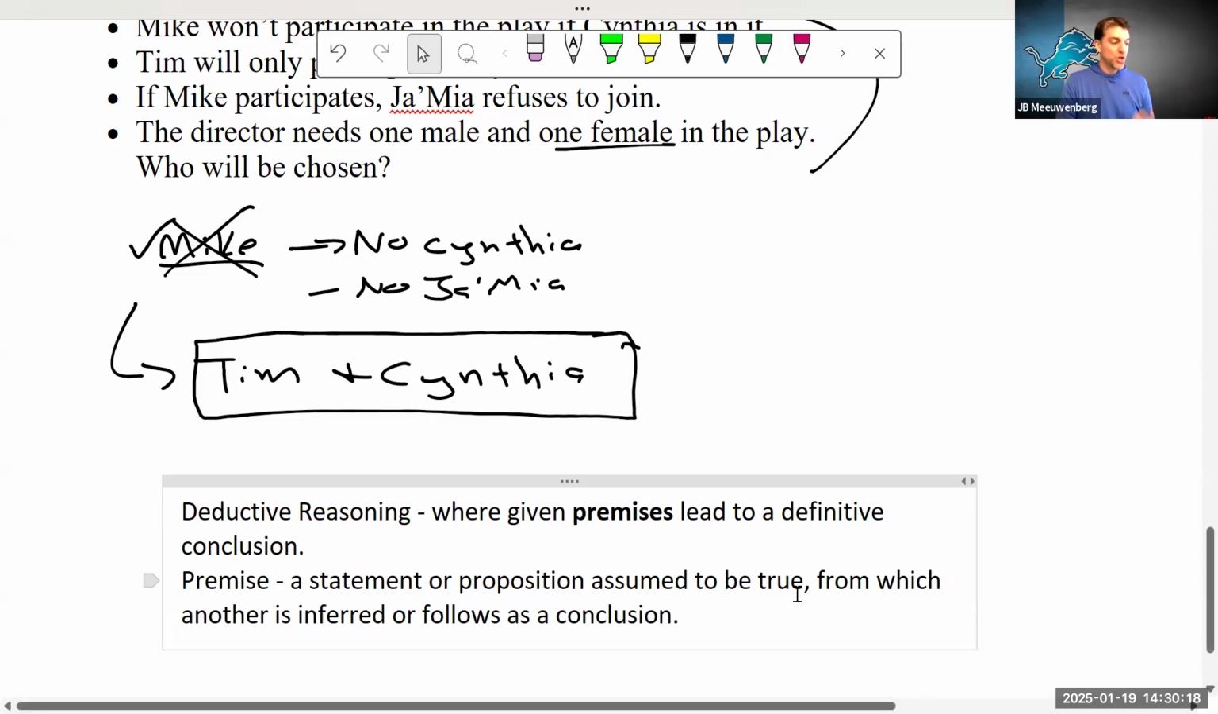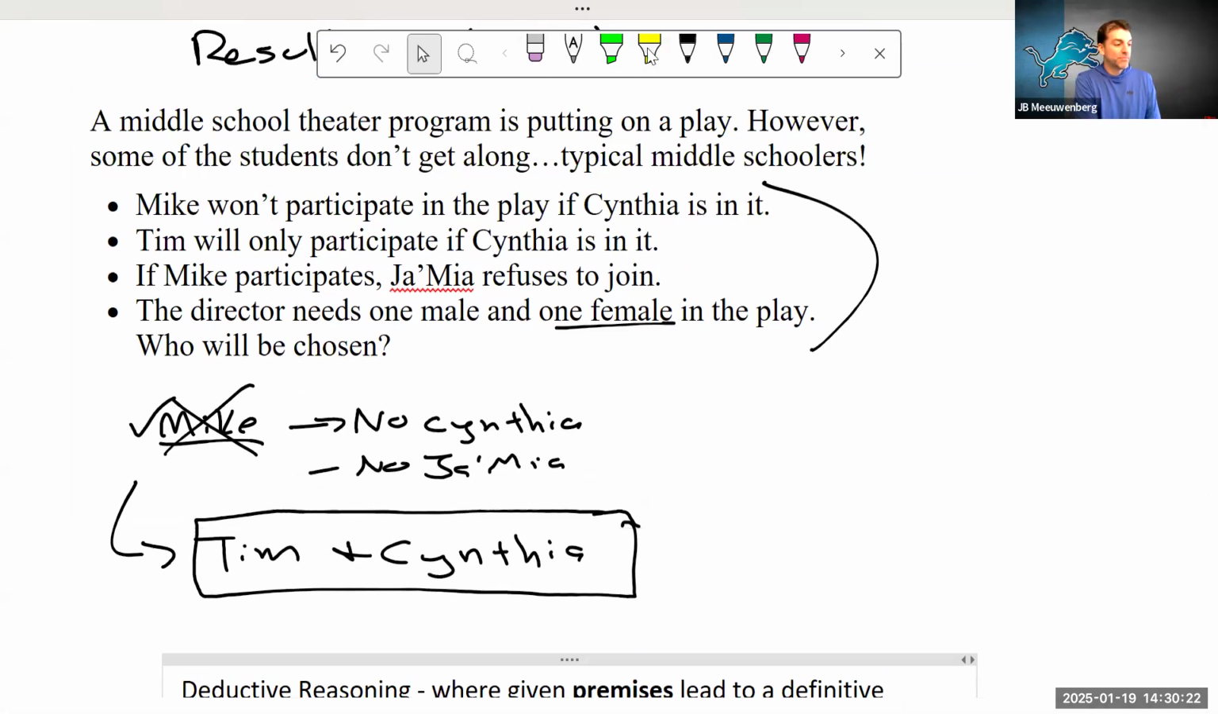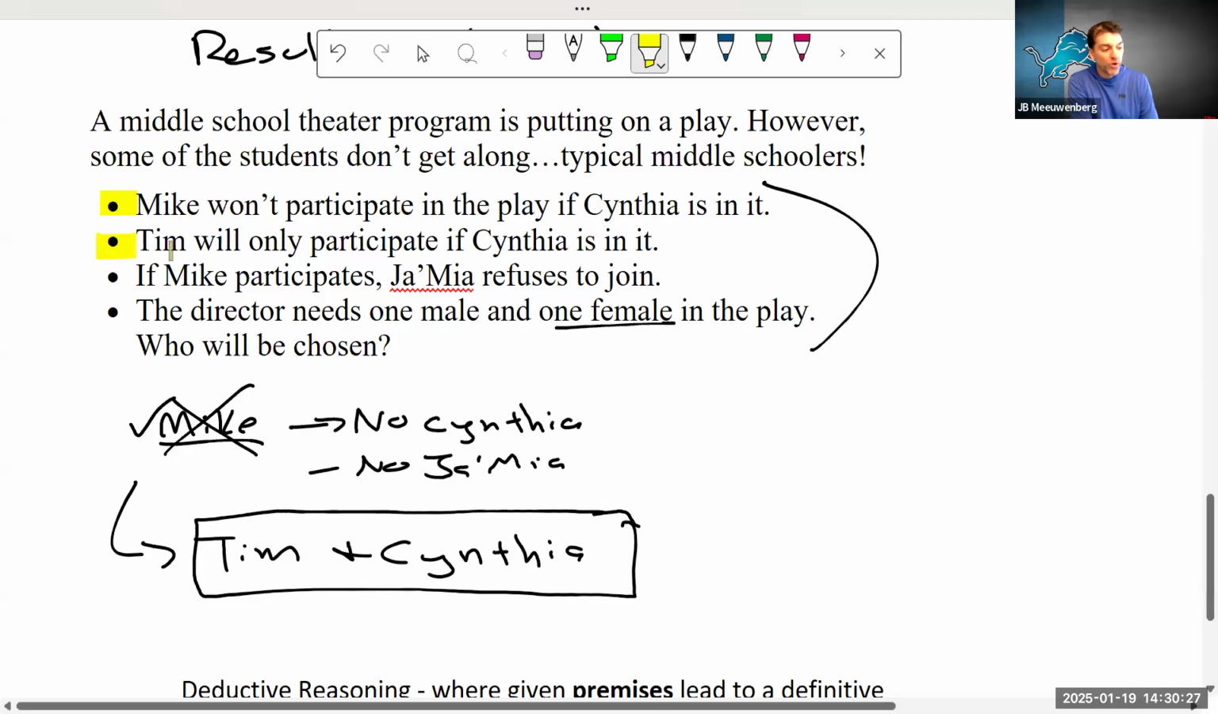a conclusion. So these pieces of information here, Mike won't participate in the play if Cynthia is in, Tim will only go if Cynthia's in it. If Mike participates, Jemiah refuses, and the director needs one male and one female. Those are the premises, right? They're these given pieces of information that are assumed to be true for this scenario. We then use deductive reasoning, which means using all the information up here.